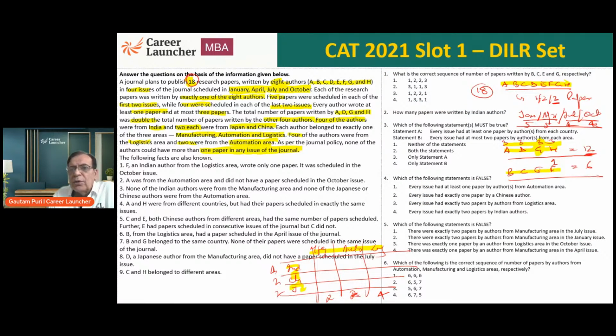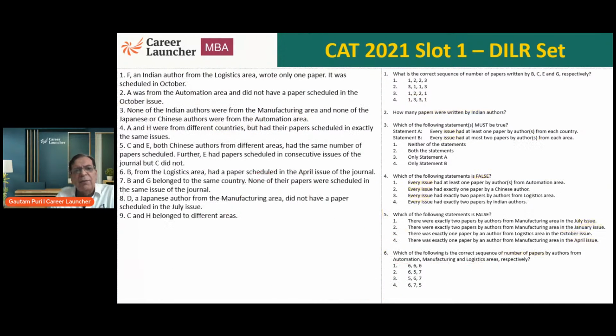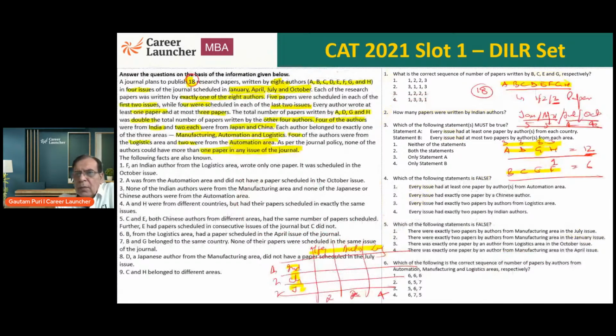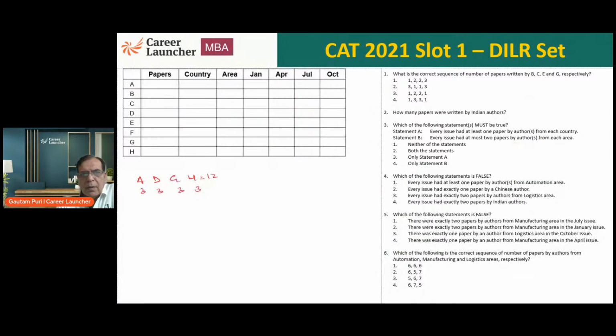We know that the 4 authors A, D, G, H have written 12 papers total. So whatever we have already found out, let me write down here. A, D, G, H have written 12 papers total. So this is 3, 3, 3, 3. Second thing we know is B, C, E, F have written 6 papers.